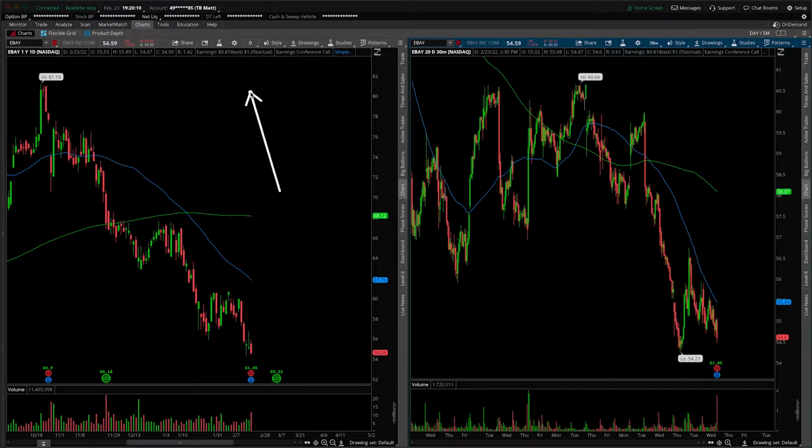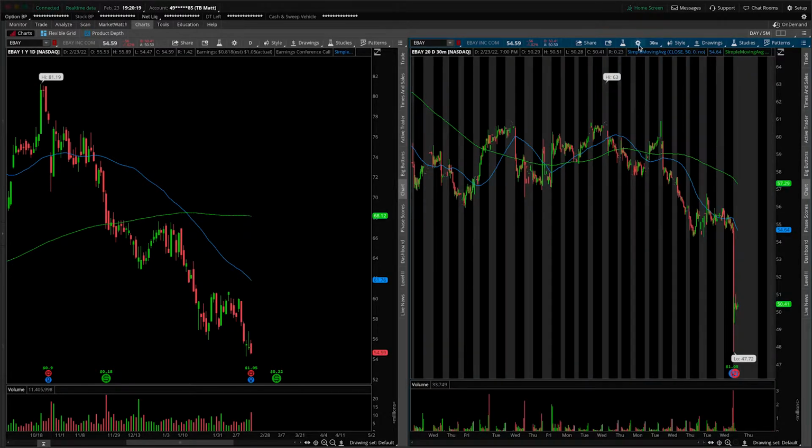Doing a technical analysis on ticker symbol EBAY for eBay Inc., of course. On the left-hand side, we have the daily time frame, and on the right-hand side, the 30-minute intraday time frame. First things first, I need to let you know they gave us an earnings announcement after the bell today, so let's flip on the extended hour session and see what's going on with the number.